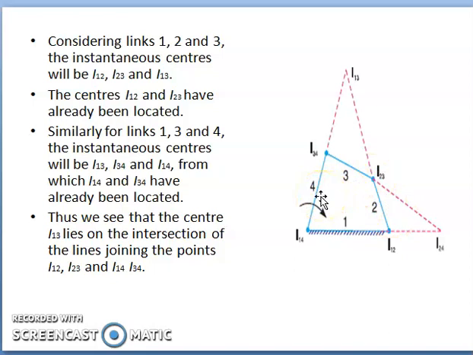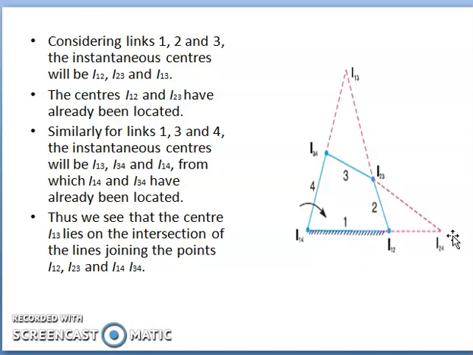Here again you can see the two permanent instantaneous centers. So what are the three possible instantaneous centers? I34, I24 and I23. So I23 is already located, I34 is already located. So I24 will certainly lie along this line. So you can say that this is going to lie along this line, and also know that I24 is going to lie along this line. So you have to find the point of intersection of these two lines. The point of intersection of these two lines will give the instantaneous center I24.